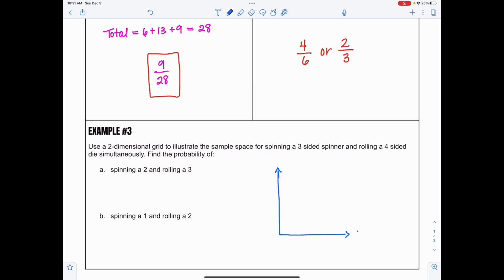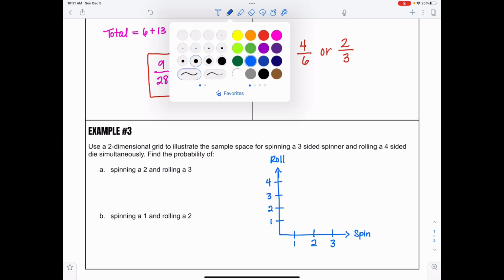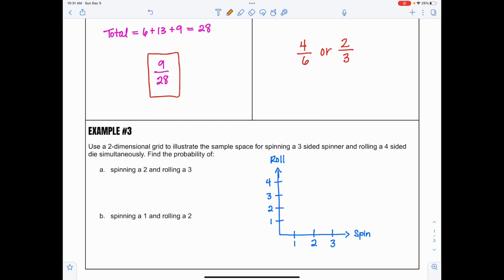And remember, your grid is going to be dealing with the different outcomes. So we can have a spinner, and then we can have a die that we are going to roll. So you can either spin a 1, a 2, or a 3, or you can roll a 1, a 2, a 3, or a 4. So there are going to be 12 total outcomes denoted by these circles, which tells you how you can spin and how you can roll.